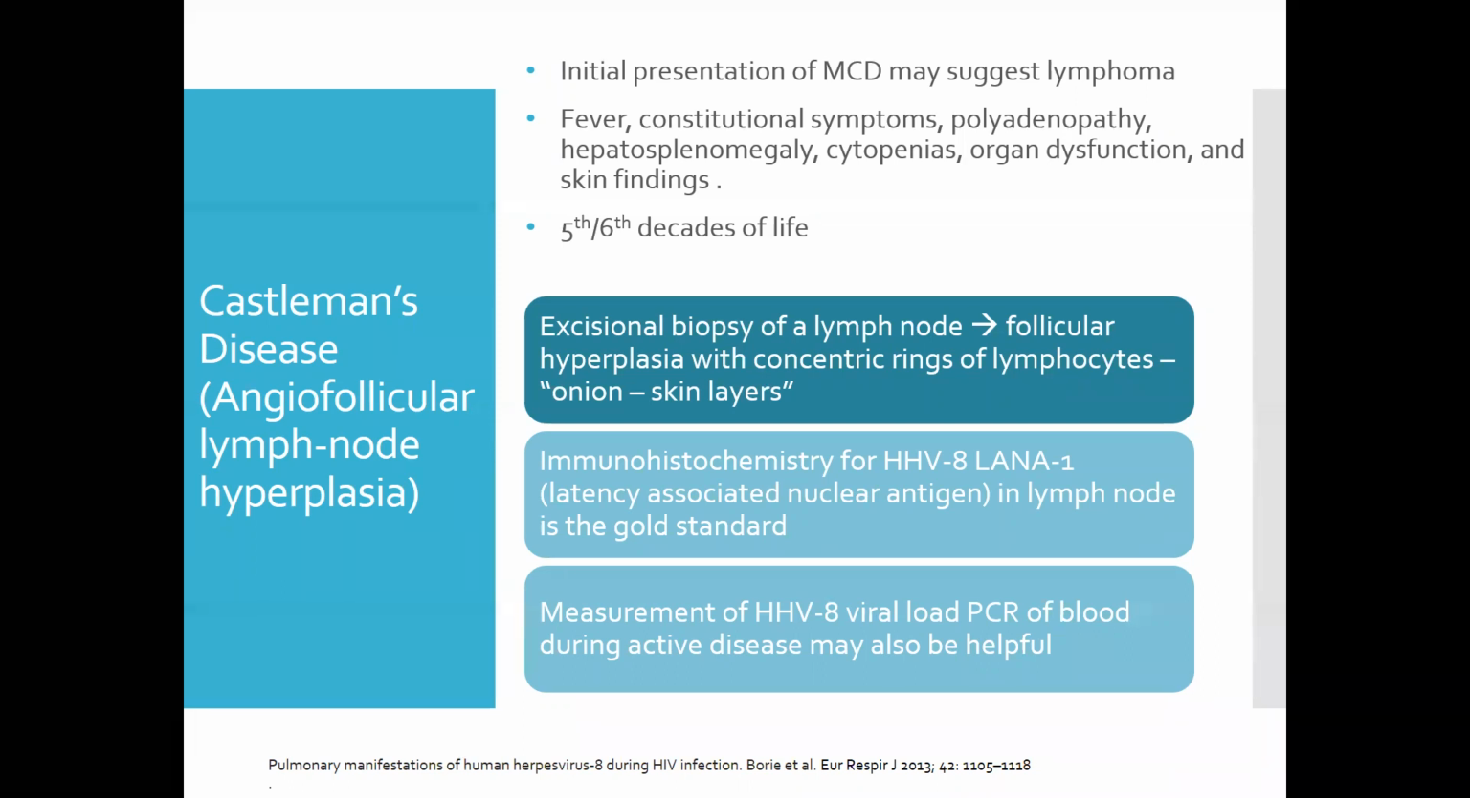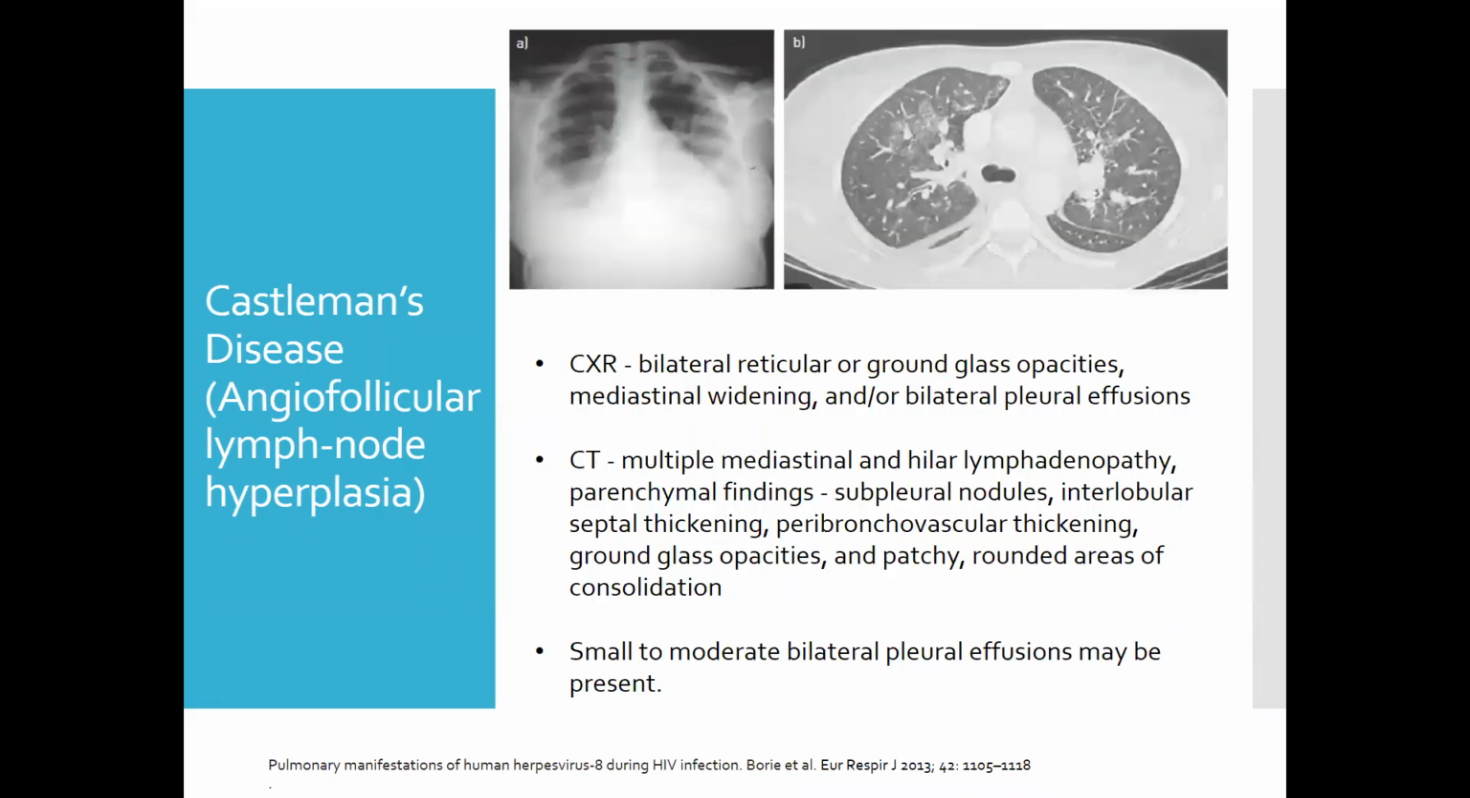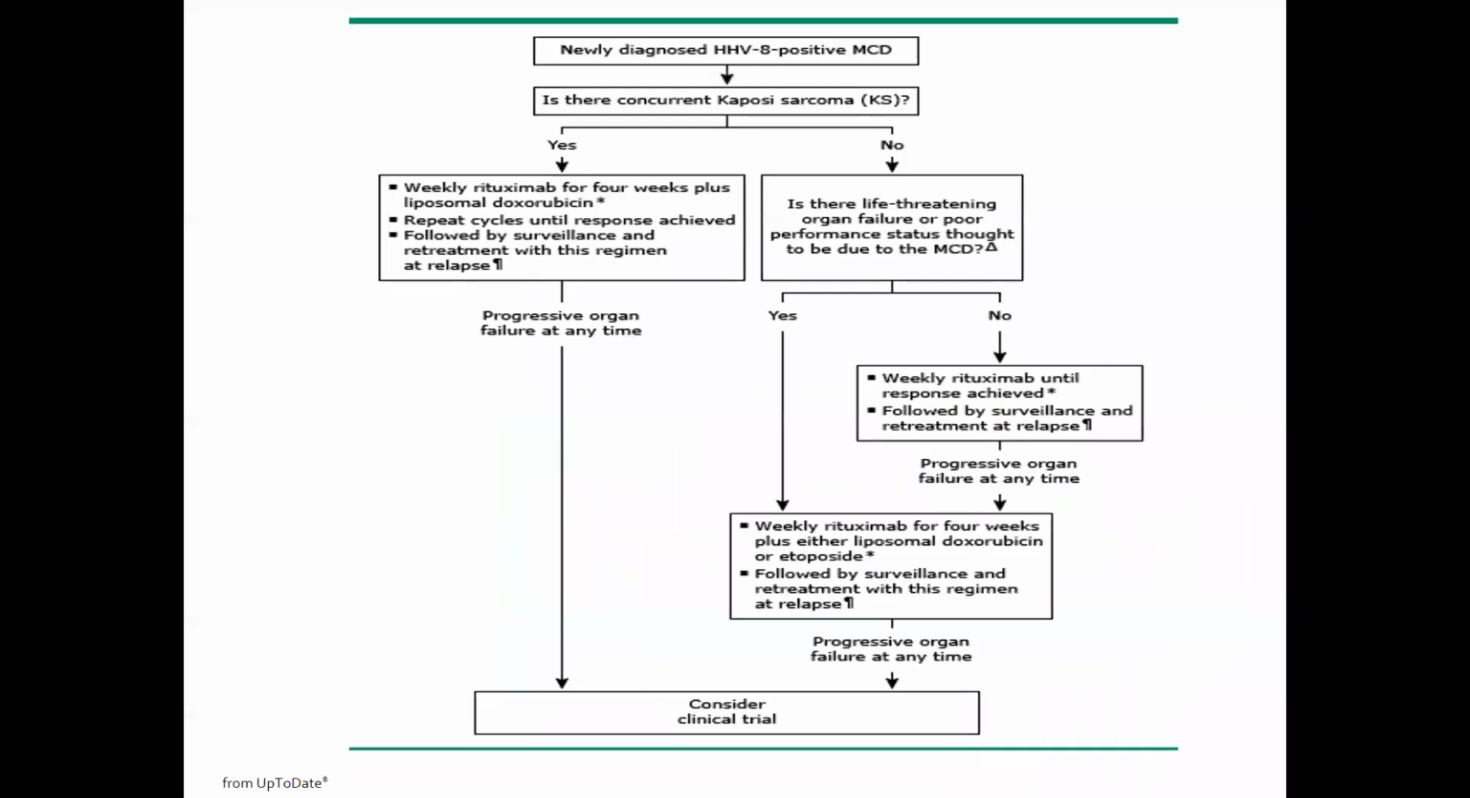In Kaposi's, measuring the HHV-8 levels in blood was not useful. Here, some studies have suggested that using HHV-8 viral load in blood may be helpful in the early course of the disease. The imaging is very similar to how either lymphomas or Kaposi's can present, again with reticular and ground glass opacities, and pleural effusions, and CAT scans are, again, similar to that.